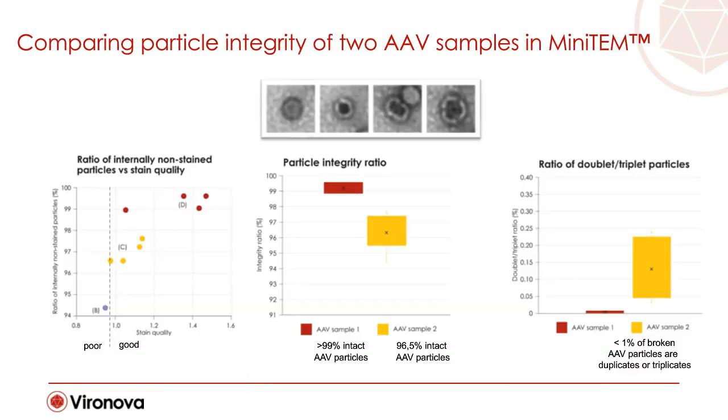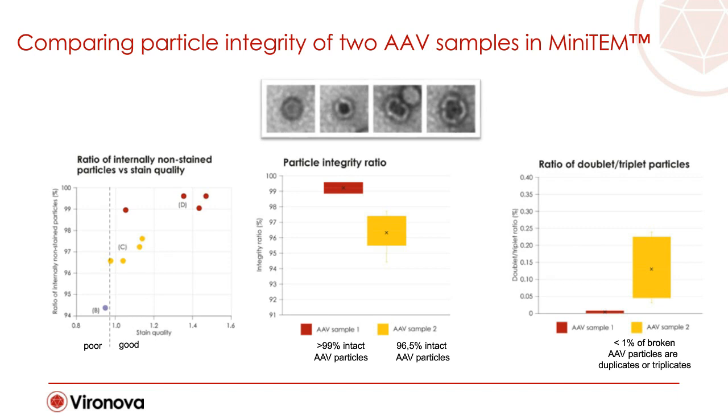Analyzing an AAV sample using negative stain, we can clearly distinguish between the intact form and the internally stained non-intact form, as well as measuring the ratio of doublets and triplets in the sample. However, as Martin stated before, you need to make sure that you are analyzing areas of the grid where the particles have been nicely embedded with stain. For example, here we have two samples that differ in the level of intact particles, as well as in the level of duplet and triplet formations. If one would keep track of these structures, the design space could be further detailed and the effect, if any, can be monitored.